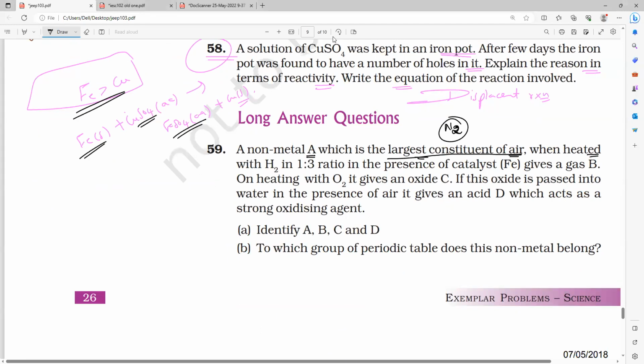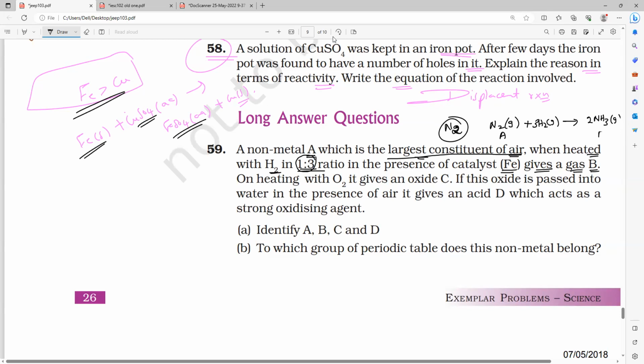When heated with H2 in 1:3 ratio, in the presence of catalyst iron, again chapter number 1, formation of what? Yes, ammonia. We'll get ammonia gas. That's all, first equation. So till here you complete it. Nitrogen gas A reacting with hydrogen in 1:3 ratio, and balancing the equation gives you 2 moles of ammonia gas, NH3.